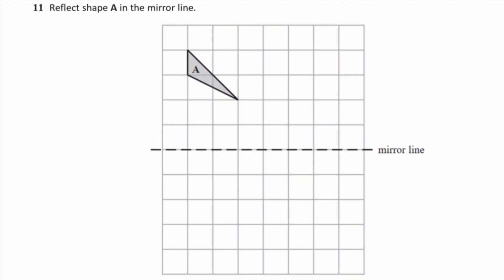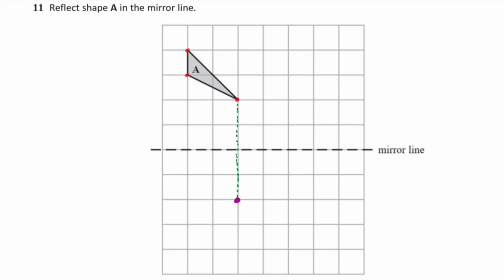Question 11, reflect the shape A in the mirror line. When you're reflecting shapes, don't try and reflect the lines. Reflect the vertices or the corners of the shape. This shape has got 3 vertices, here, here and here. What I like to do is count how far away each one is from the mirror line and then reflect it that amount of points on the other side. So if you have a look at this one on the right, that lies 2 units away from the mirror line. So its image point is going to be another 2 units away on the other side, here, look.